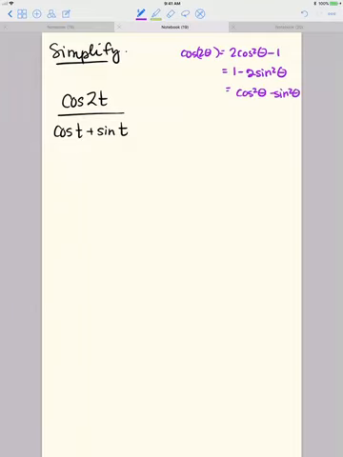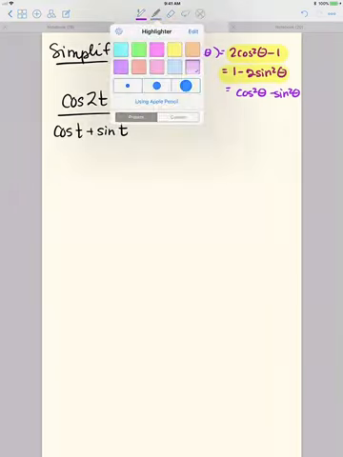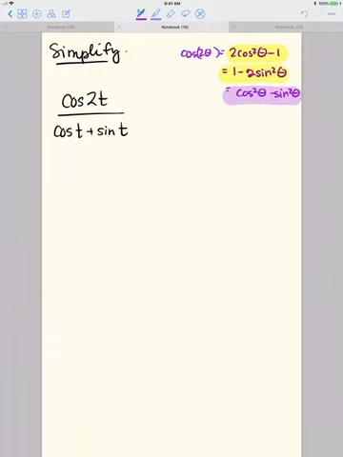Now my denominator has a cosine and a sine. And my first option only has a cosine. My second option only has a sine. But my third option actually has a cosine and a sine. And if you'll notice, that's actually a difference of squares that will factor into cosine plus sine and cosine minus sine, which just so happens to match a quantity in the denominator.